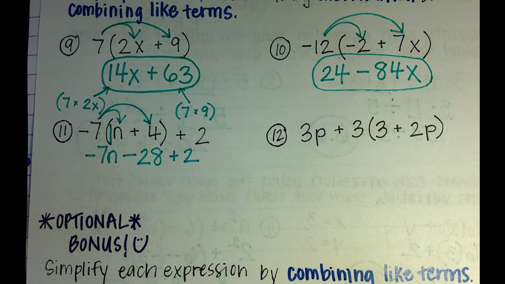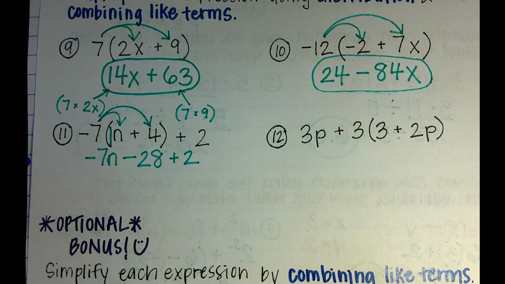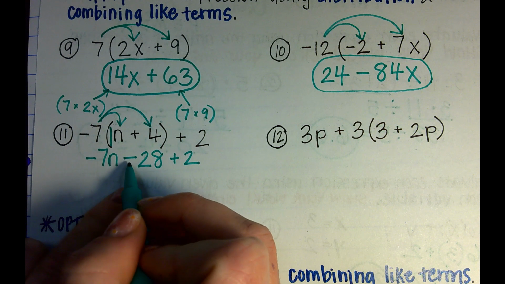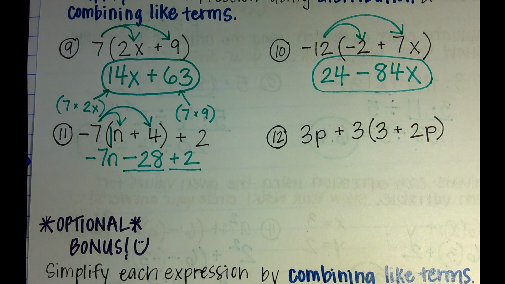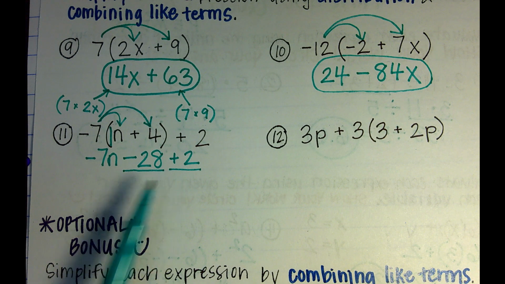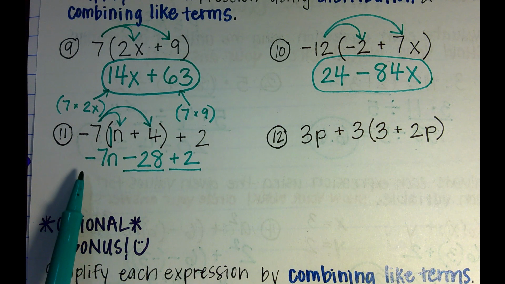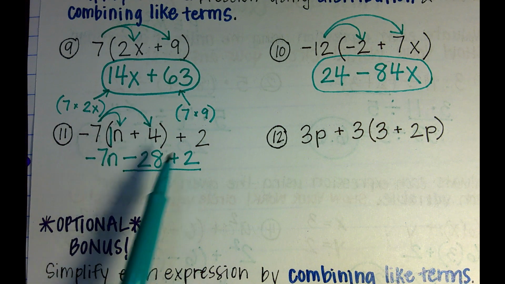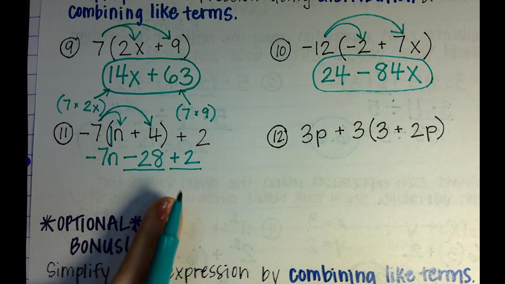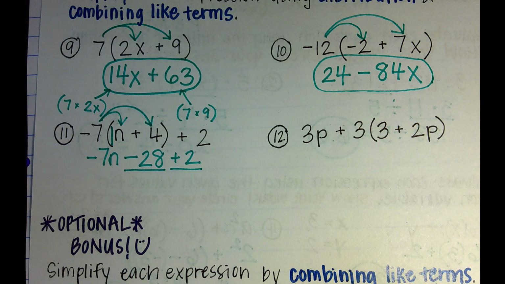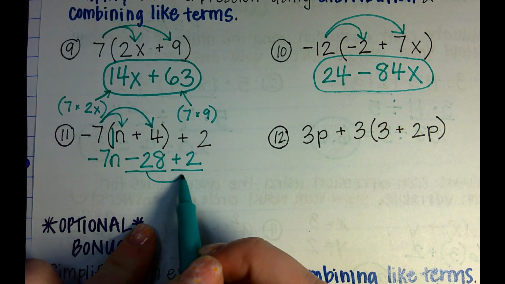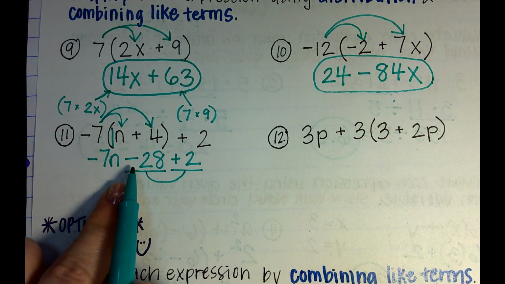Is my problem done? No, I still have like terms to combine. Which of these are like terms? The numbers. Yeah, remember to keep your sign: negative 28 and +2. So we do have a minus 7n, we have minus 28, and the +2 as well. So that +2 and that negative 28, when we put them together, what number will we get? Negative 28.